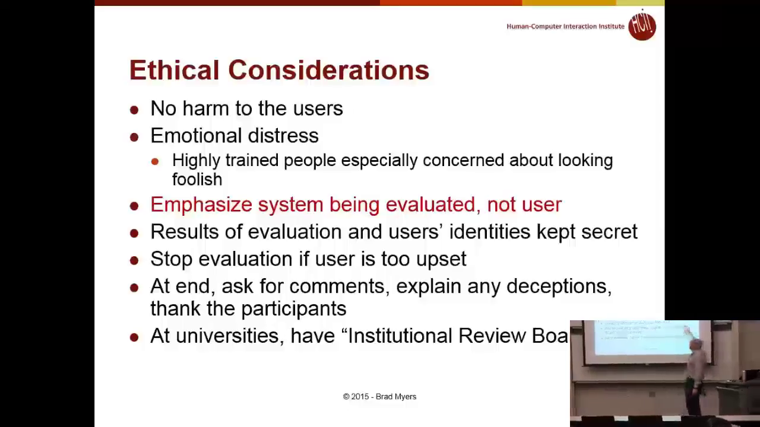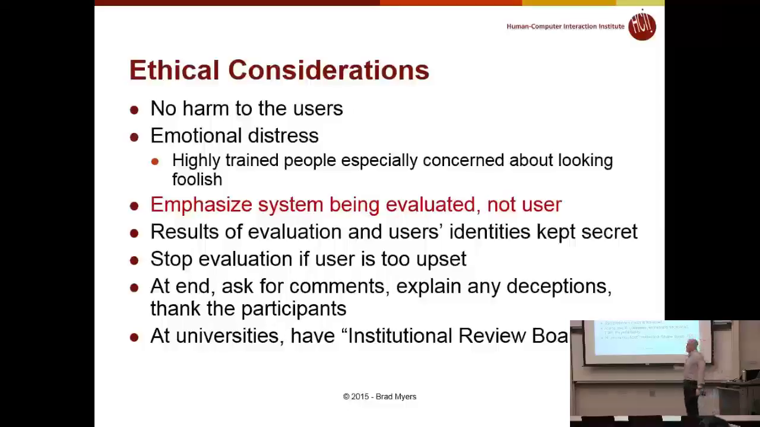If you have any deceptions, you're supposed to explain them at the end. Sometimes you'll tell people you're testing one thing when you're really testing something else. Because if you told them what you're testing, they would focus too much on it. So it's not unreasonable to have deception or misleading instructions as long as they're explained at the end.